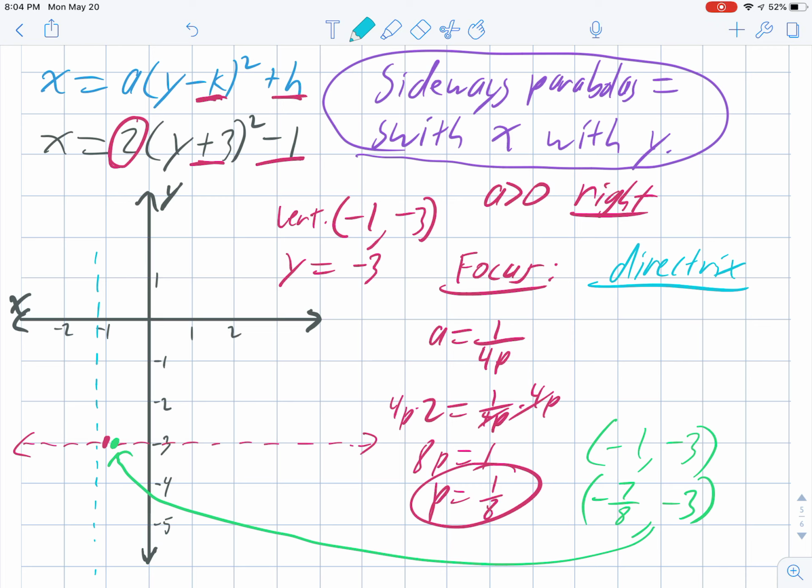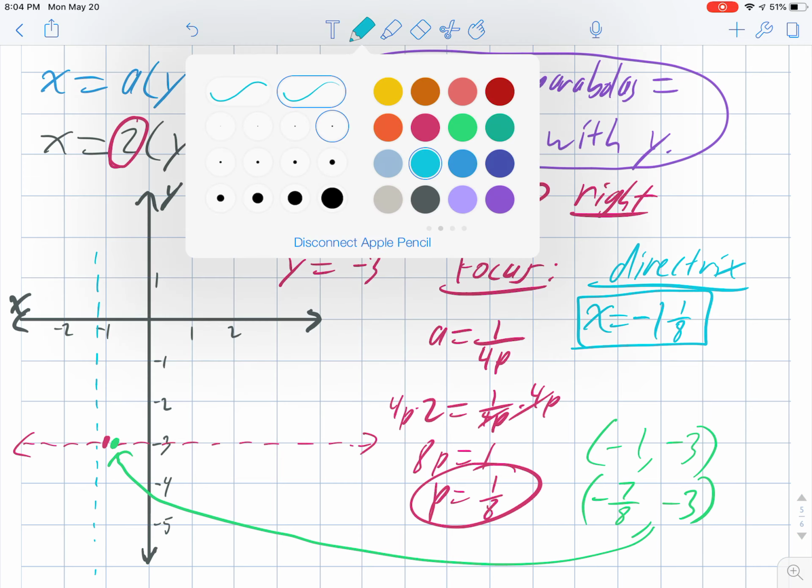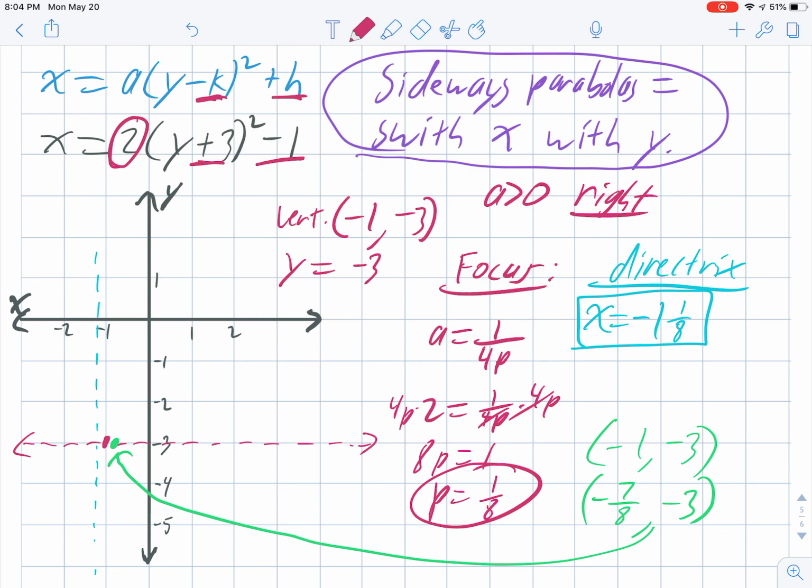So if the focus is 1/8 to the right of the vertex, the directrix is 1/8 to the left. So to the left of -1 is going to be -1 and 1/8. And so that's the line x equals -1 and 1/8. That is the directrix. And that's enough to sketch a graph.